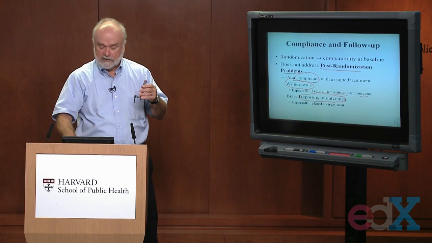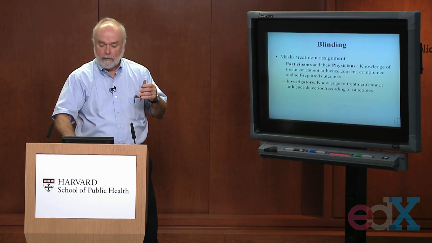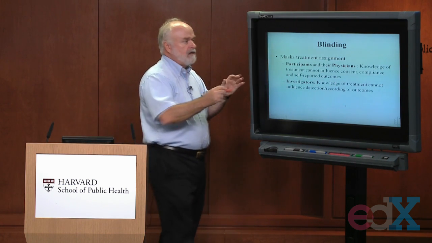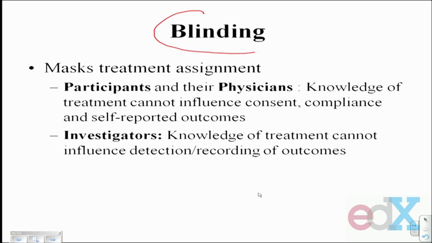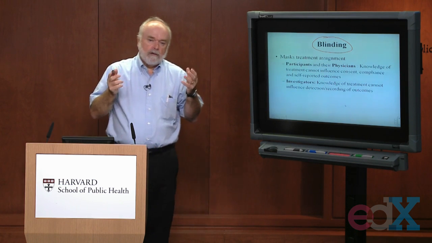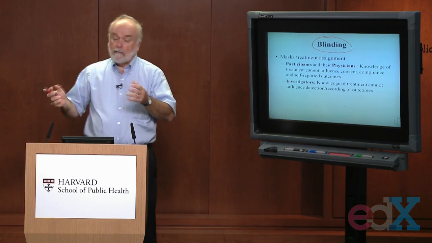Now, how can we minimize at least the potential for some of these problems? There are a couple of ways of doing it. One way is something called blinding. Blinding means don't tell people what treatment group they're in. If I don't know whether I'm in treatment group A or treatment group B, I'm asked to take a pill. I don't know whether that pill is a new treatment for my condition or the standard of care treatment for my condition. I don't know which treatment I'm given.